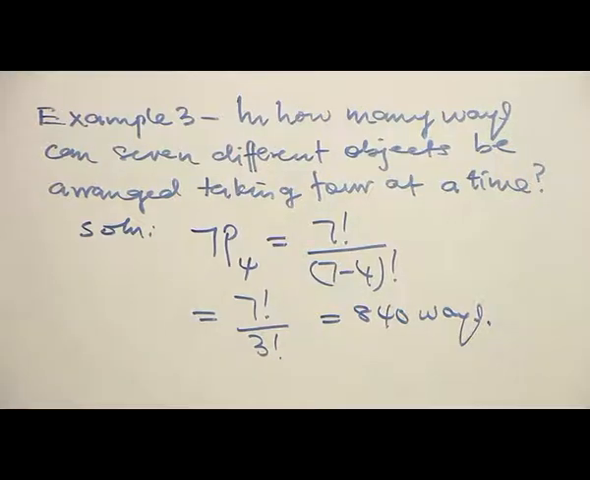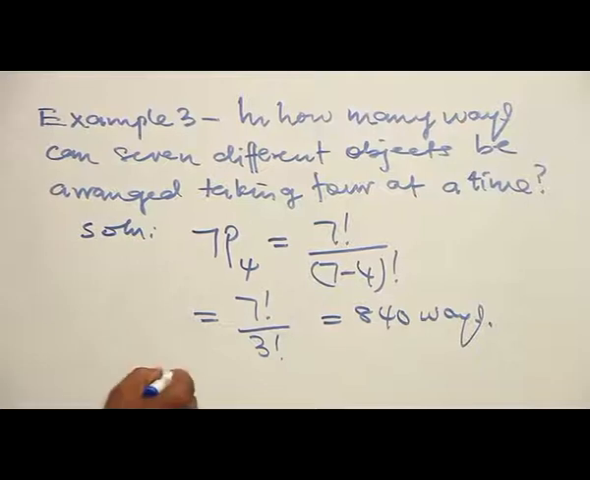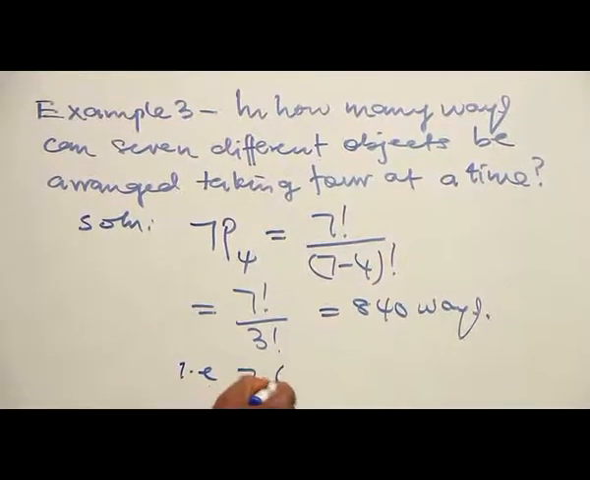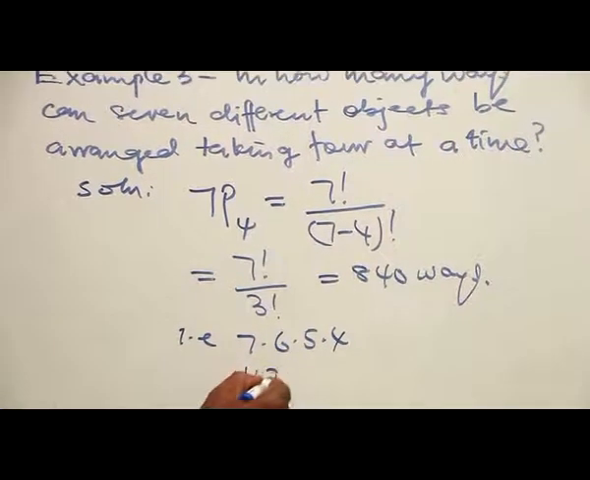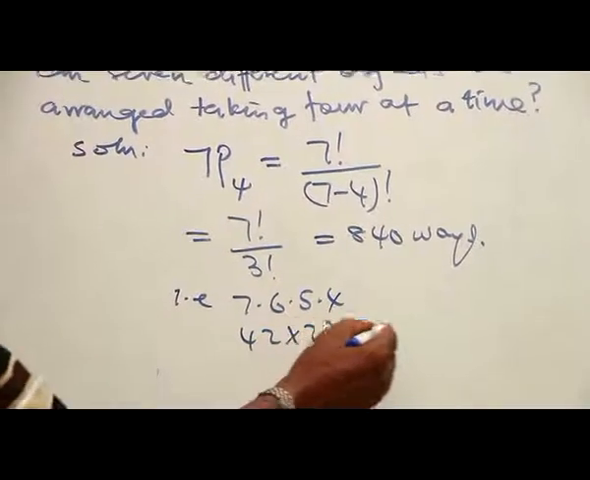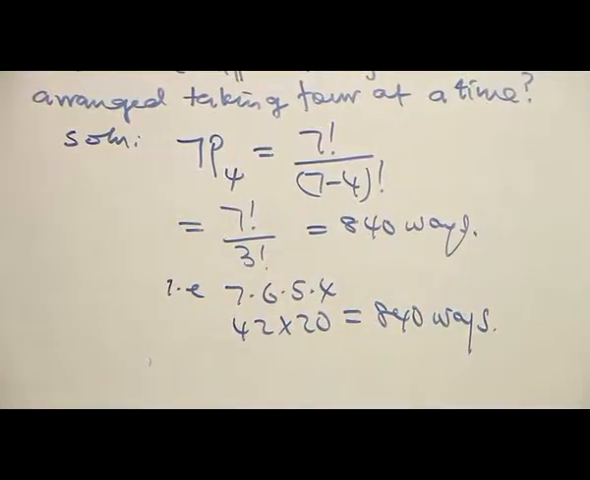840 ways. So that means 7 times 6 times 5 times 4. That is 42 times 20. And that is 840 ways, as said earlier.